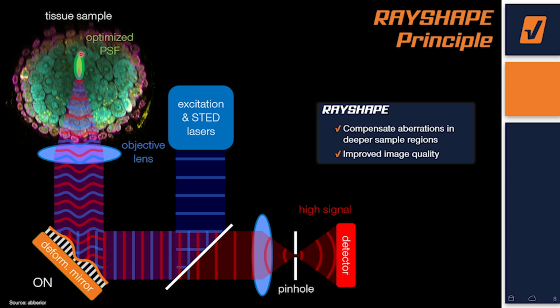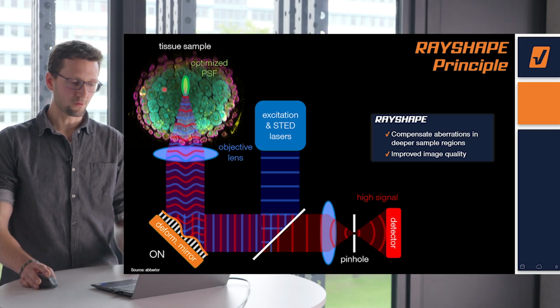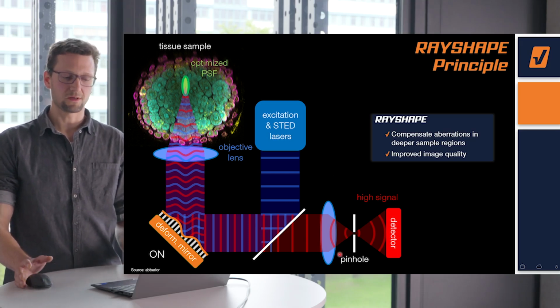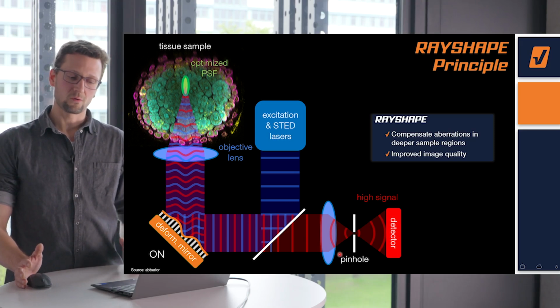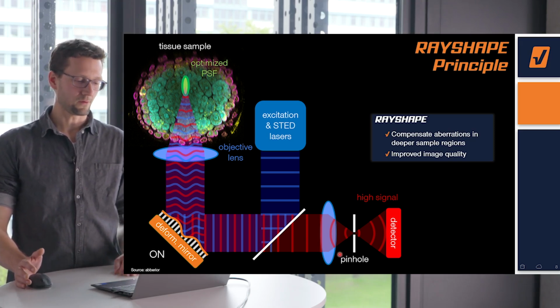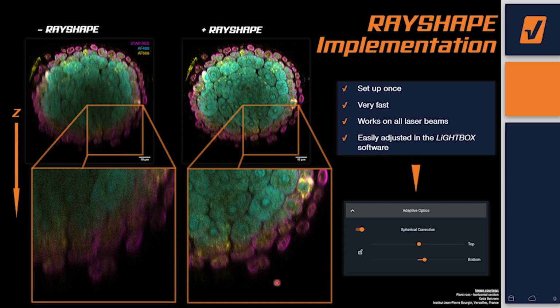So we pre-shape the rays before they enter the sample and get an optimized PSF in all Z positions in the sample. And the deformable mirror is furthermore also able to correct for aberrations affecting the emission light that comes out of your sample and goes into your detectors, resulting in a high signal. And this way we greatly improve the image quality we get in the images we acquire with our microscopes.